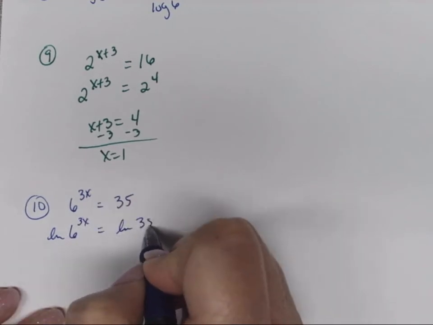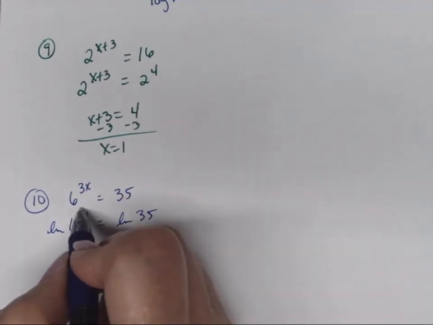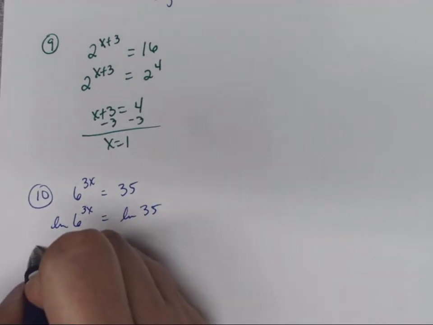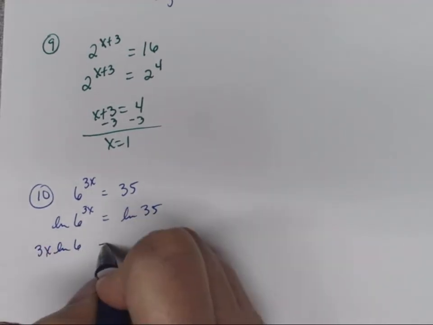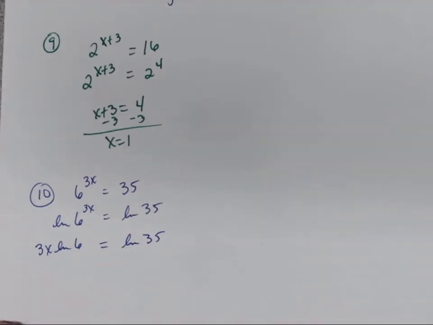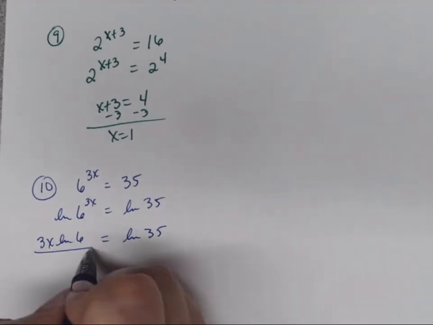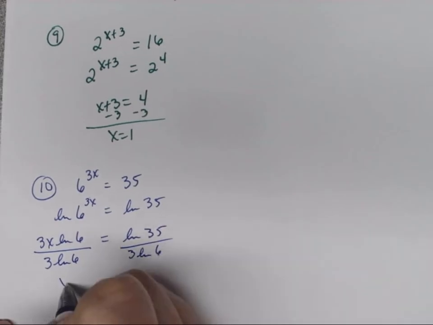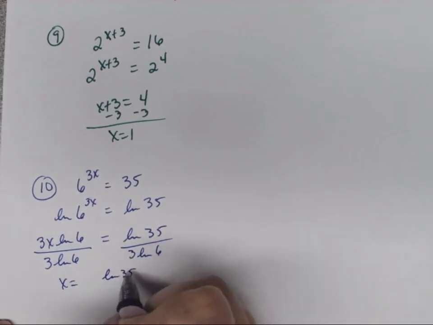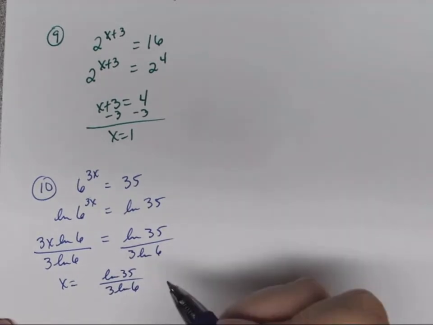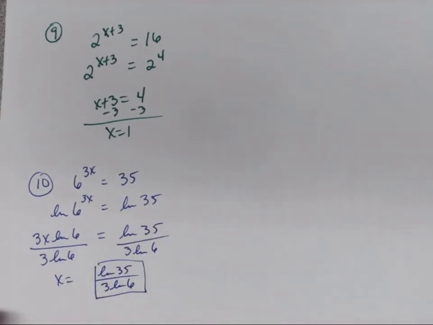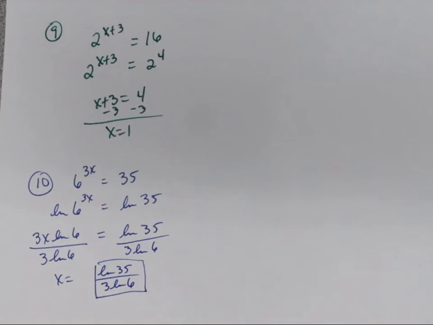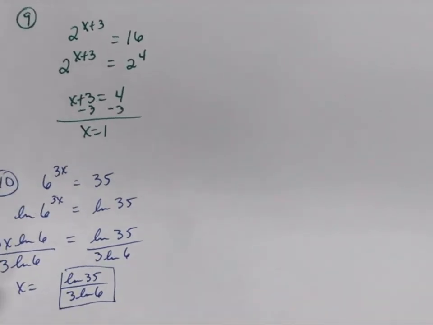So we'll take the natural log of both sides. That means I can move my exponent up front with expansion. So 3x ln of 6 equals the ln of 35. Now I want to solve for x. I'm going to divide by everything that is not x. So x will equal the ln of 35 divided by 3 ln of 6. And just solving it in natural logs would be that. If you were asked to find the decimal, put it in the calculator and find a decimal. But that's not what the instructions said on this one.